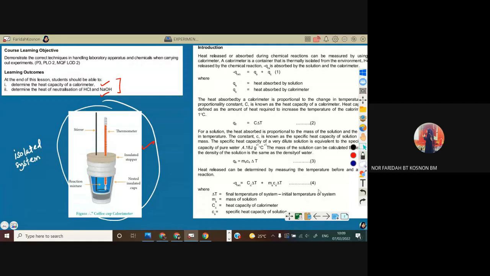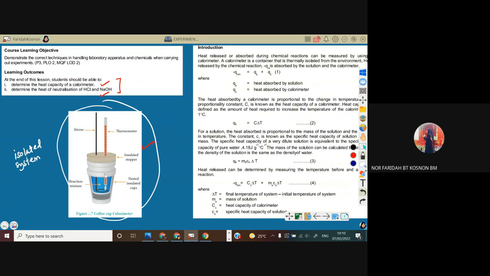Dia tidak membenarkan berlakunya perubahan ataupun heat from the reaction which is released from the reaction. Sepatutnya dia akan transfer ataupun bergerak ke surrounding. Okay, tetapi disebabkan dia adalah isolated system, reaction yang kita akan buat ni dalam isolated system.